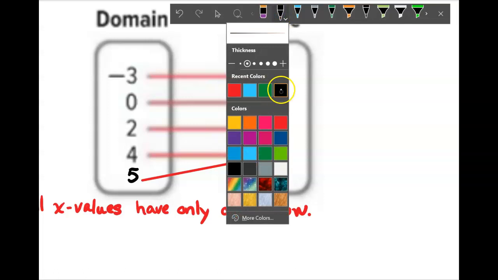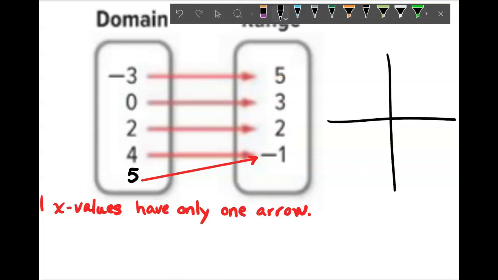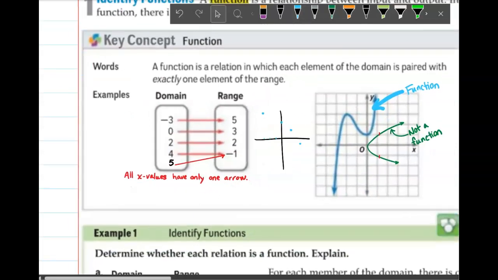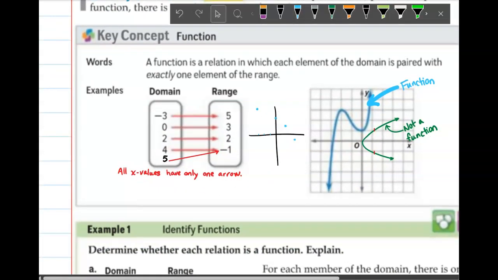So instead, if you just make a quick graph of it, -3, 1, 2, 3, up 5, 0, 3, 2, 2, 4, -1. You can see that if I were to pass a ruler, I would never be able to hit 2 points at the same time if I pass a vertical ruler. So if it passes the vertical line test, we consider it a function.